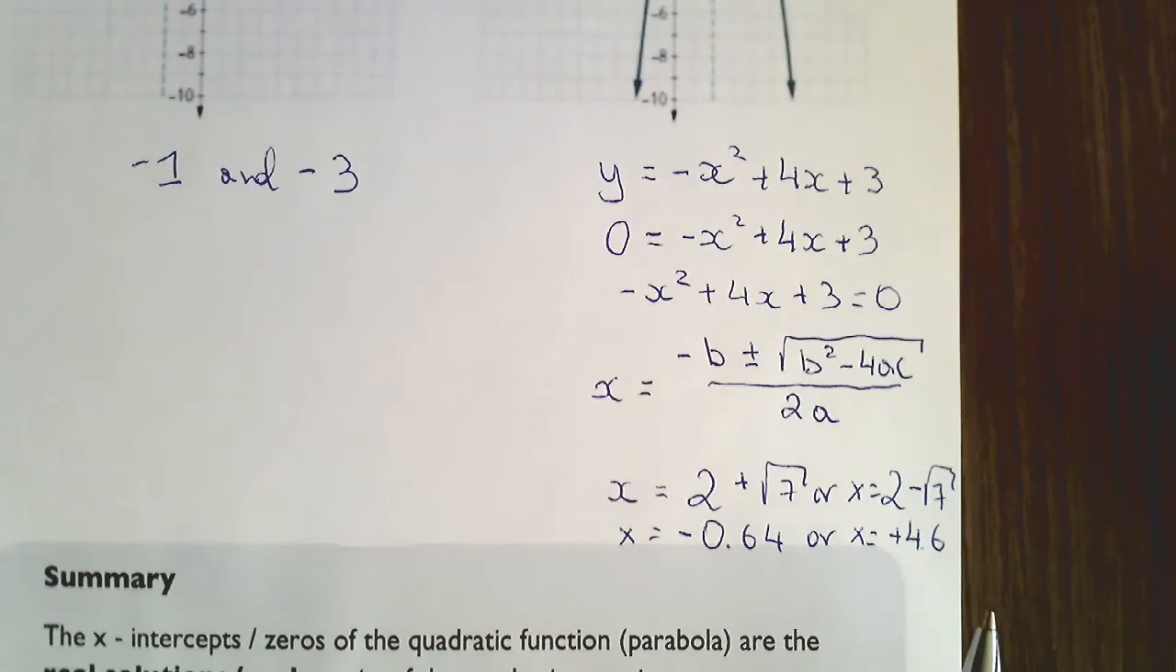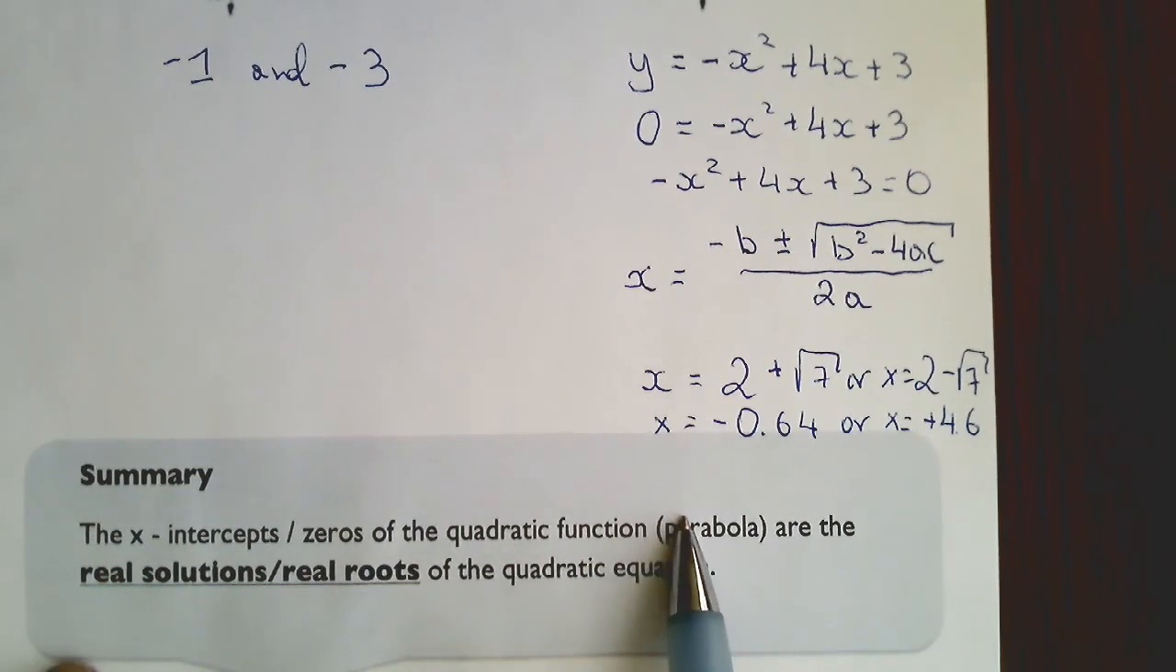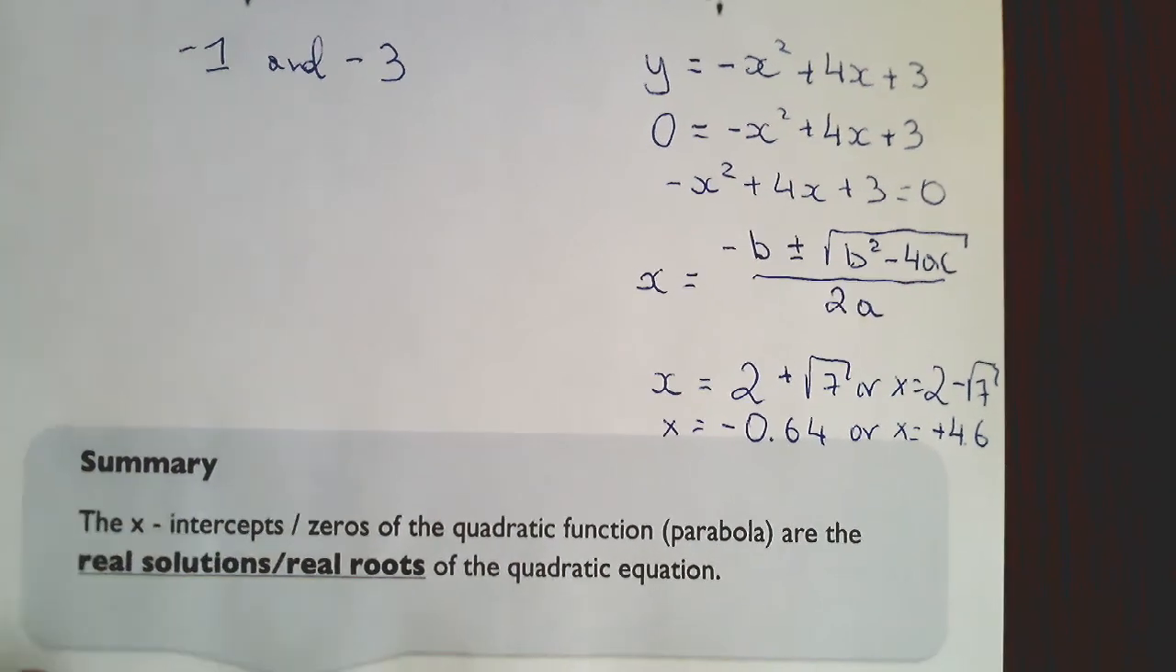So in conclusion, the x-intercepts, zeros of a quadratic function, parabola, the ones that you see on the graph, are the real solutions, real roots of the quadratic equation.